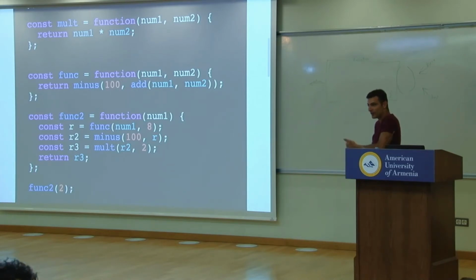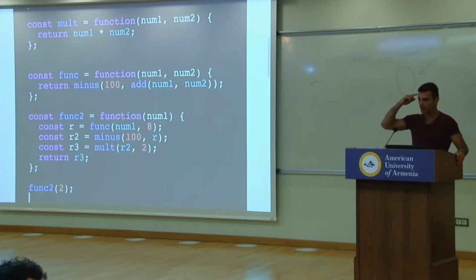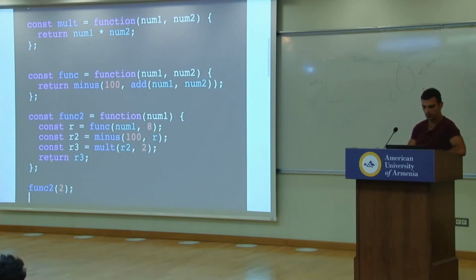I got a 20. Anything else? Okay, let's actually go through the execution in our heads, right? So first thing we do is we call this box func2 with a 2. So 2 goes in here and num1 becomes 2. So this is a 2. So that means this is a 2. Agreed? Okay. So we call this with a 2.